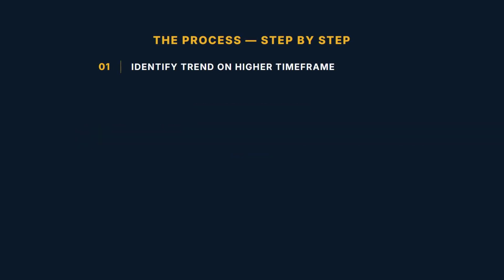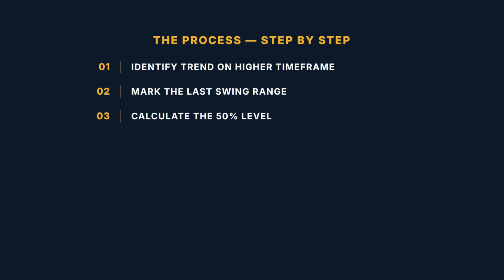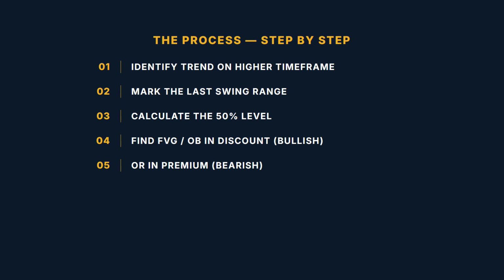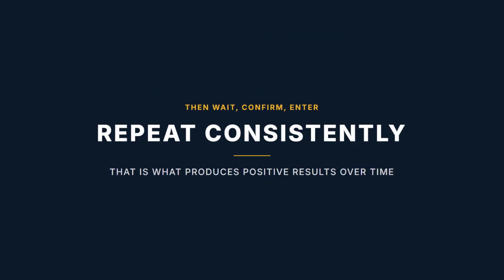Within SMC, the market is divided into two zones using the 50% level of the last swing. From the last high to the last low, above the 50% is the premium, below it is the discount. The basic rule is to buy in the discount and sell in the premium. If you are looking for a buy entry, you want the FVG or order block you identified to be below the 50% level of the last swing.